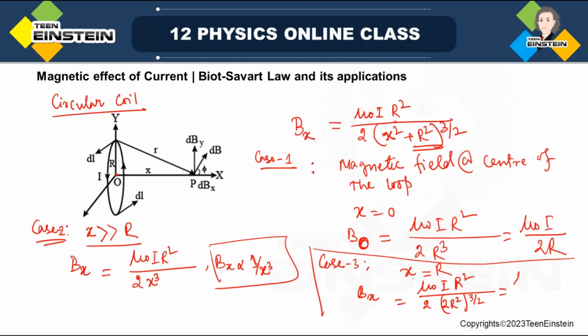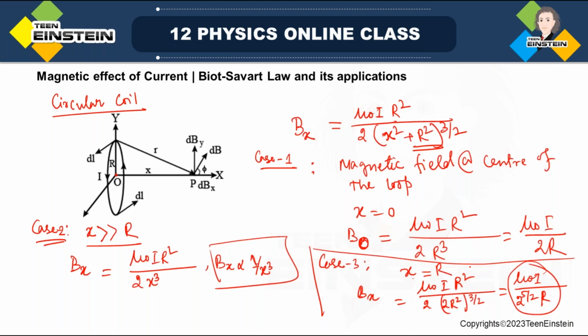Okay, so this would give you mu0 I, R square gets cancelled. This will be 2 to the power 5 by 2, and this will be R cube over R square, so this is R. Mu0 I by 2 to the power 5 by 2 R. Okay, R is the radius of the loop. So this is the formula. These are the formulas related to the circular loop.